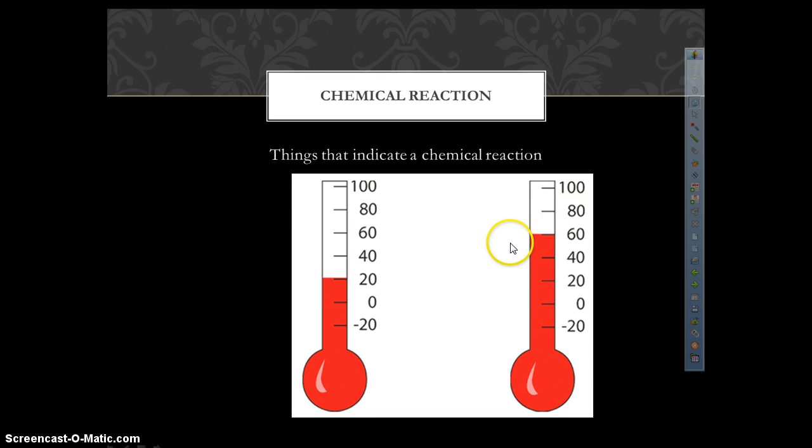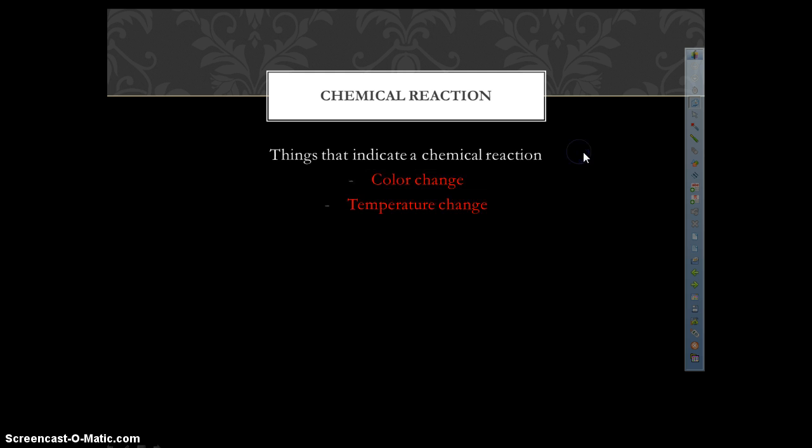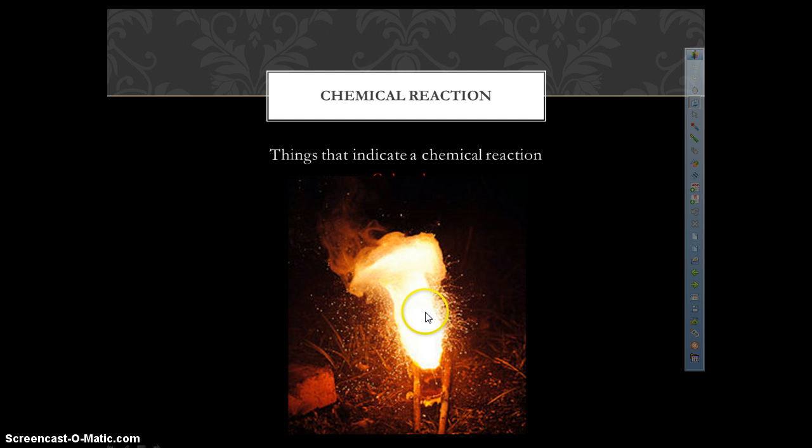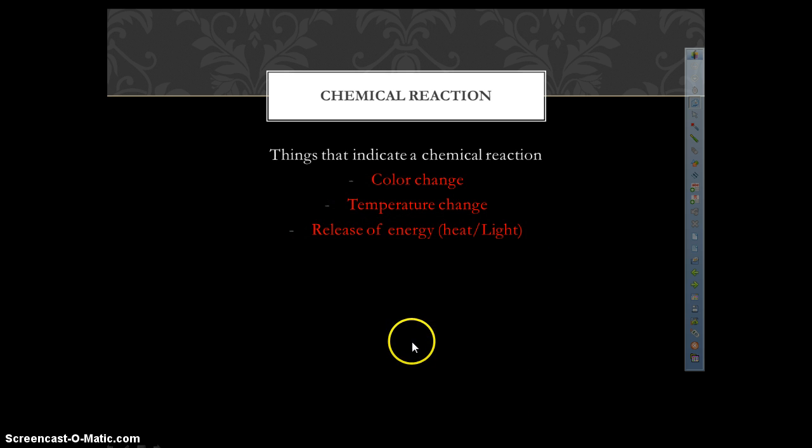If you're keeping track of temperature, that will mean something's going on, something's changing and giving off or taking on energy. The release of energy then in the form of heat and light, basically when something catches fire, explodes, releases a lot of heat, the temperature may rise very quickly. Those are another way that we can indicate a chemical reaction.